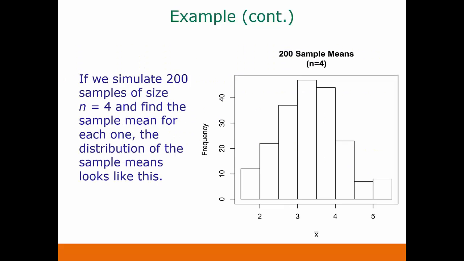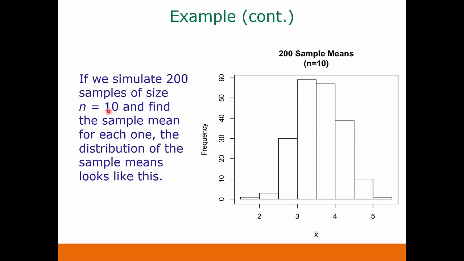So here's a simulation of 200 samples of size 4. If we take all of those samples and find the sample mean for each one, and again this is on our die rolls, and the distribution of the sample means looks like this. So it's not exactly like a normal distribution because we have more values over here and it's not quite symmetric.